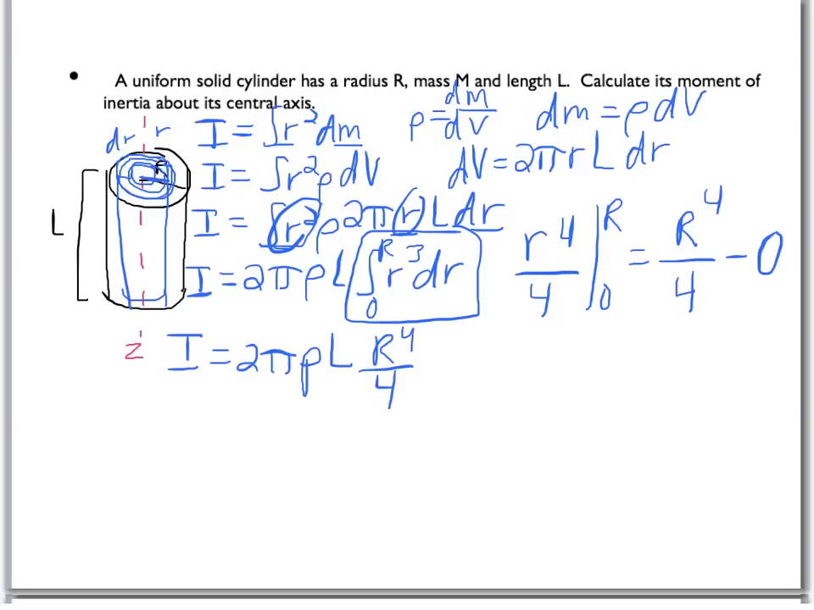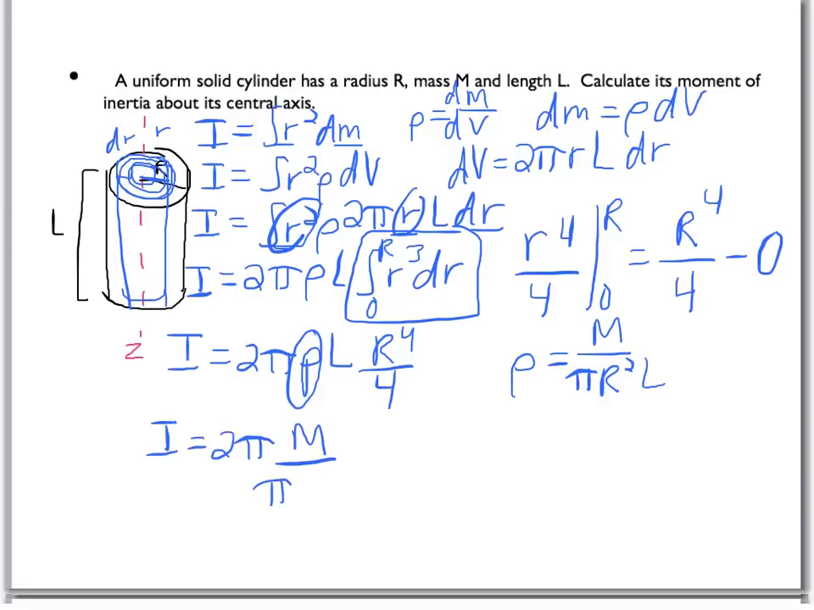We could simplify this even further, however, because rho was not actually a variable that was given in our problem. So we should replace rho with what rho actually is, which is a total mass per total volume. Now the total volume of a cylinder would be pi r squared multiplied by the length or the height of that cylinder. So coming back to our equation, we'd have our 2 pi times the total mass divided by pi r squared L, our L up here, and then our r to the fourth over 4.